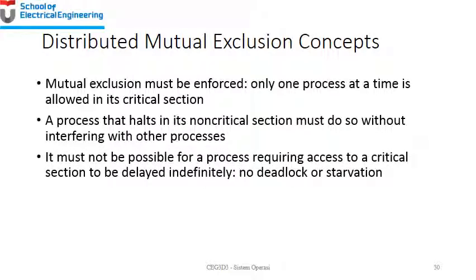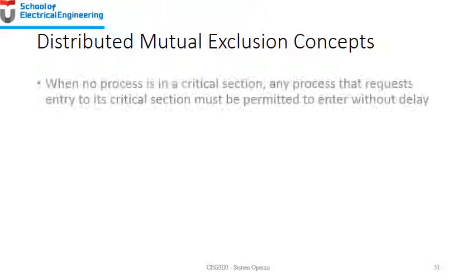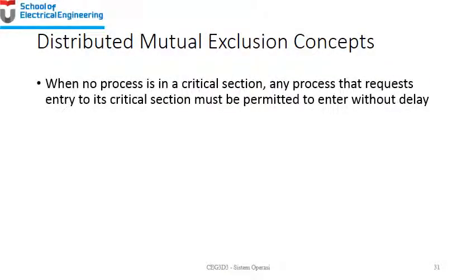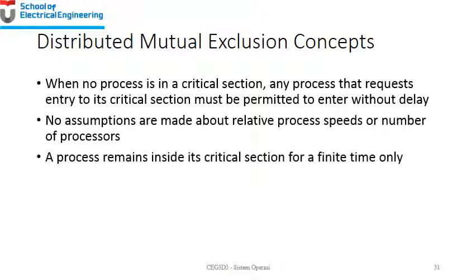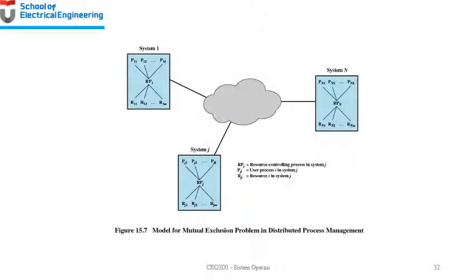Distributed mutual exclusion concept. Mutual exclusion must be enforced: only one process at a time. When no process is in the critical section, any process that requests entry must be permitted. This is the picture of the model for the mutual exclusion problem in distributed process management.